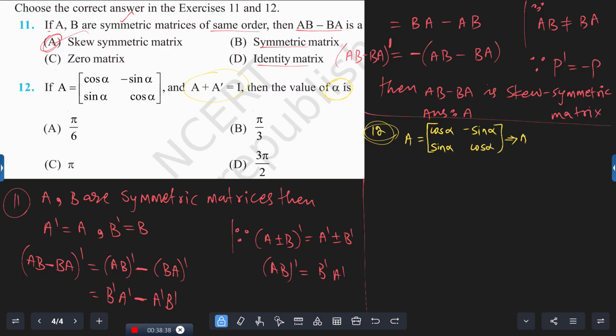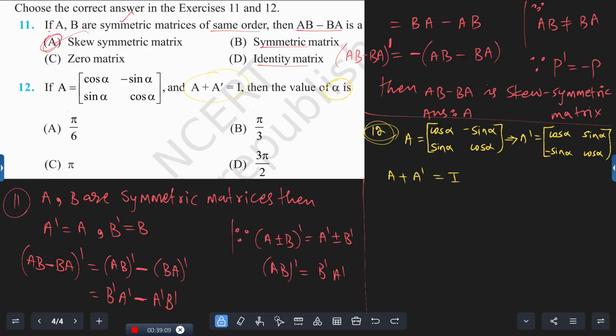If we find A transpose, the row we write as a column: cos alpha, minus sin alpha. The second row we write as a column: sin alpha and cos alpha. I told you, we have done this somewhere. This is page number 67, 6th Roman, in the 2 subdivision, there is one of the questions. Here they said that A plus A dash is equal to I.